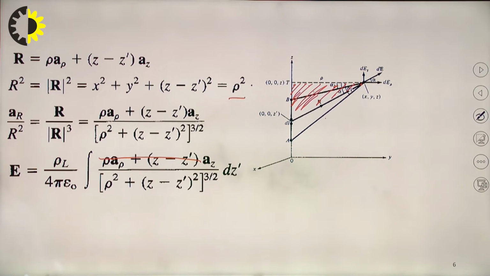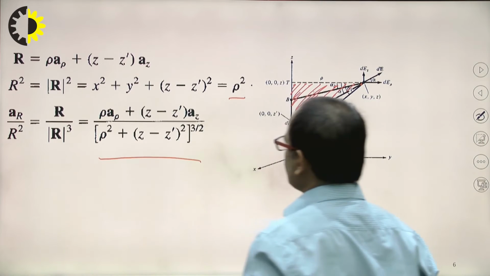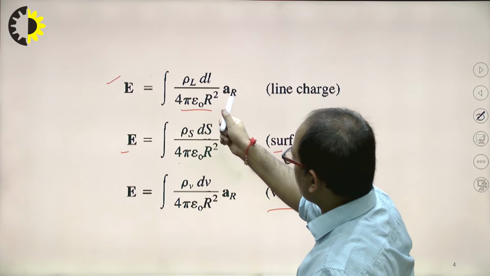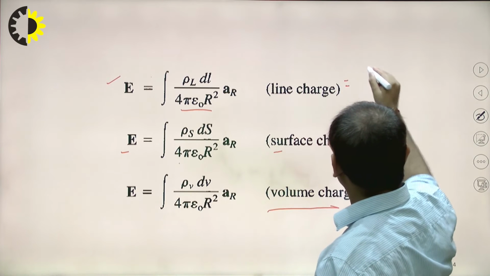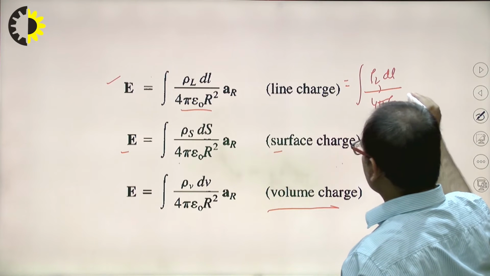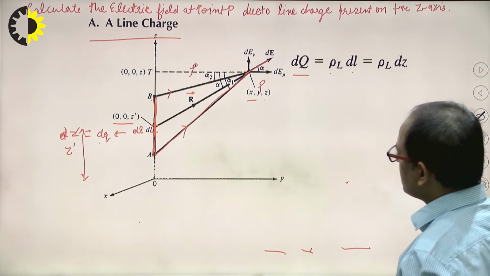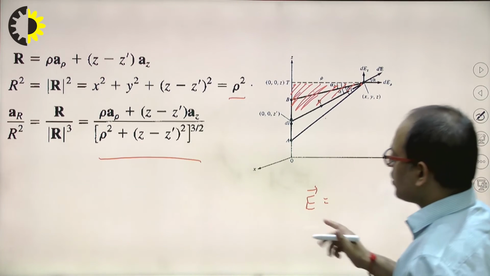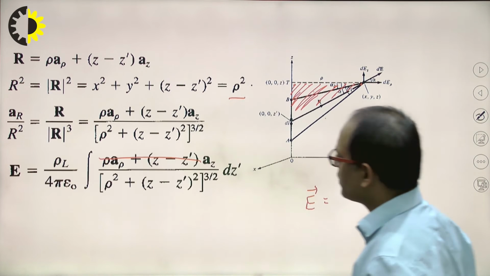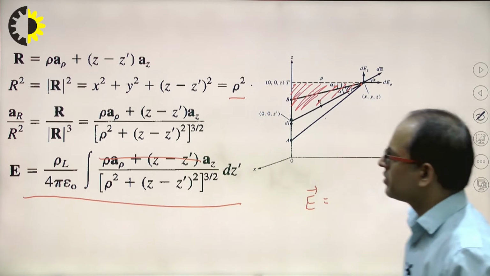Clear? Now as we know, electric field is what? You have seen that electric field E equals rho L dl over 4 pi epsilon r square a cap r. This can be written as rho L dl over 4 pi epsilon naught r cube multiplied by r vector. Similarly, I have found a cap r divided by r square, or r vector divided by r cube, that will be equal to this one. Now just put this value in that formula, you will get the electric field at this point.